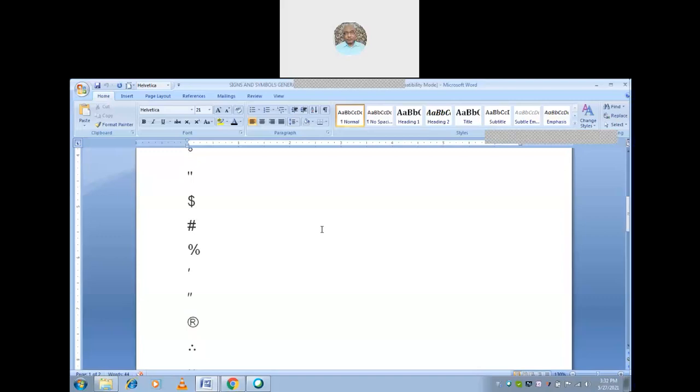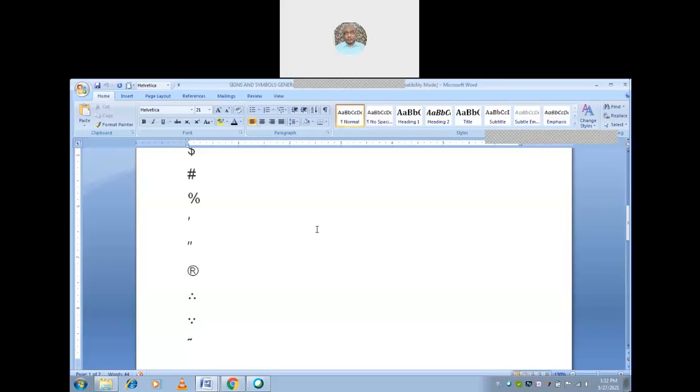After dollar, what is that? If you know it, tell me. If you don't know it, you can pass. It is the hash. We can say hash, number, and pound symbol. Of course, the pound is a different symbol, but still people use it as a pound.